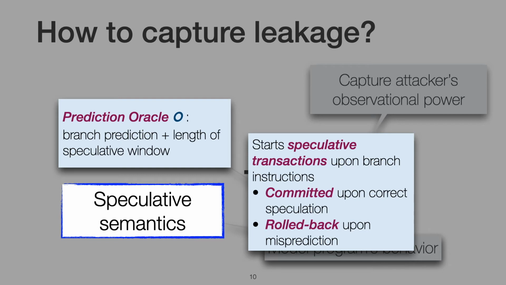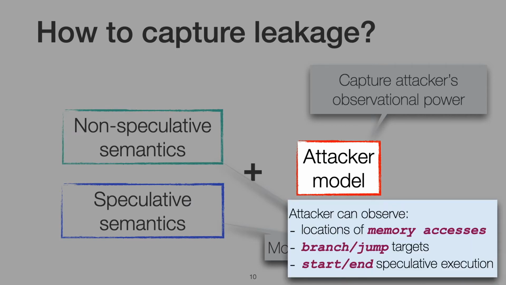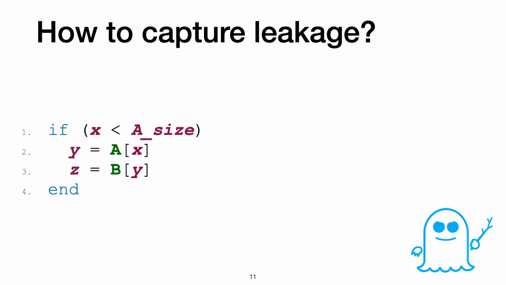Speculative transactions are committed when the prediction is correct and rolled back otherwise. Regarding the attacker model, we consider an attacker that can observe the address of all memory accesses, the changes to the program counter, and the beginning and end of speculative execution. This is inspired by constant time requirements, which are a common way of characterizing side-channel free code in the absence of detailed microarchitectural models. So let's look at how this works with an example.